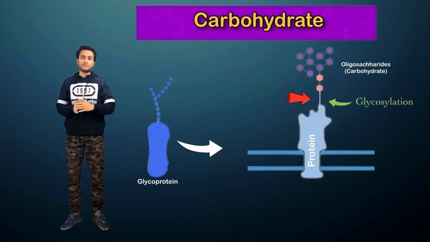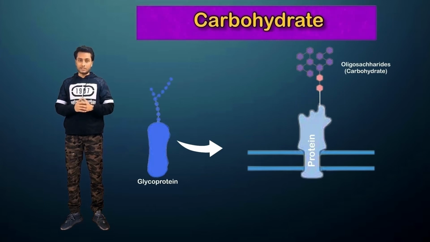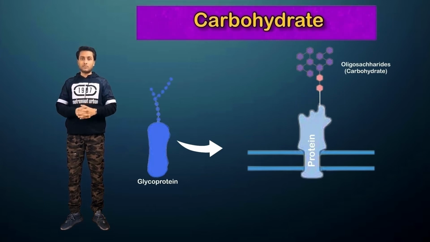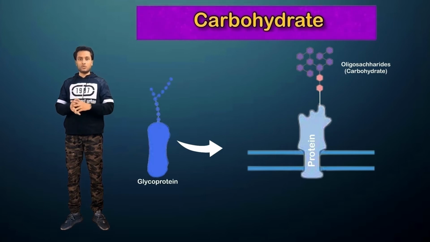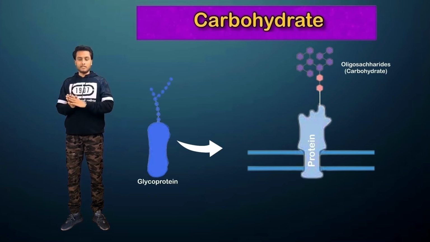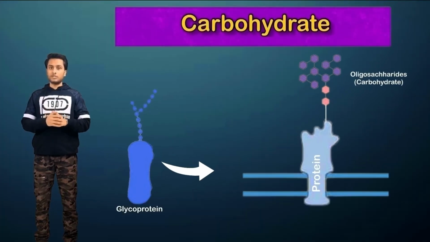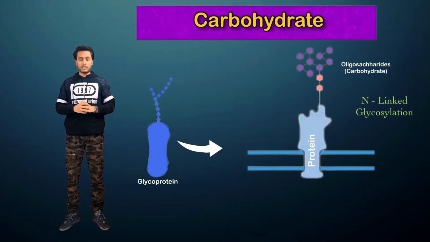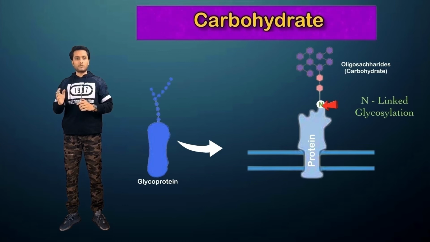This glycosylation may be either N-linked glycosylation or O-linked glycosylation. Though there are many types of glycoproteins present in the cell, the most common are N-linked and O-linked glycosylation. Later we will study this topic in detail in further videos. But today you need to know, during N-linked glycosylation, the oligosaccharides are linked to the nitrogen atom of the protein, and during O-linked glycosylation the sugars are attached to the oxygen atom of the protein.